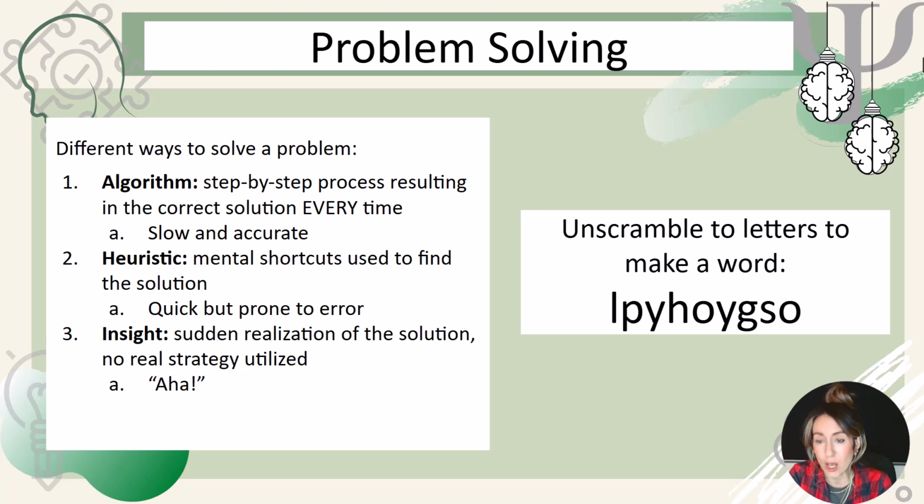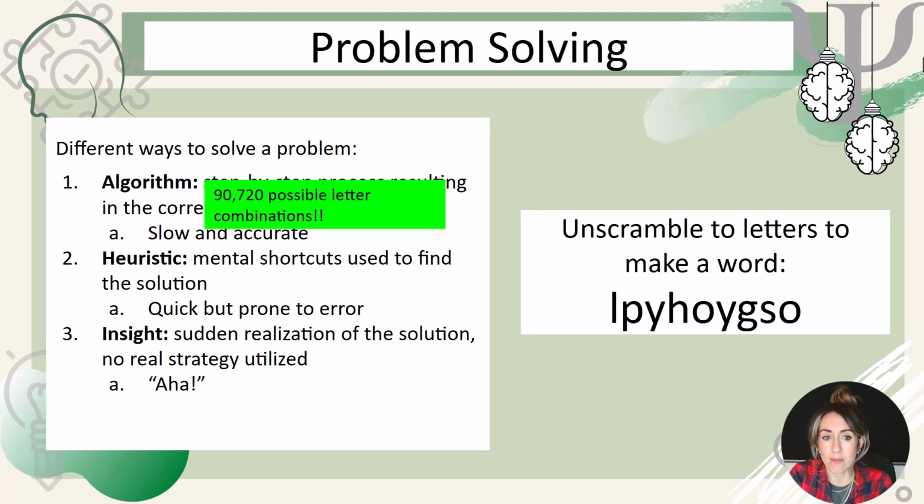What word is here? So if you're going to use an algorithm, there are 90,720 possible letter combinations. So in order for you to use an algorithm, you'd have to come up with a systematic way to use every single possible letter combination to get to the right answer. And this would get you to the right answer eventually, but it would take a very long time.